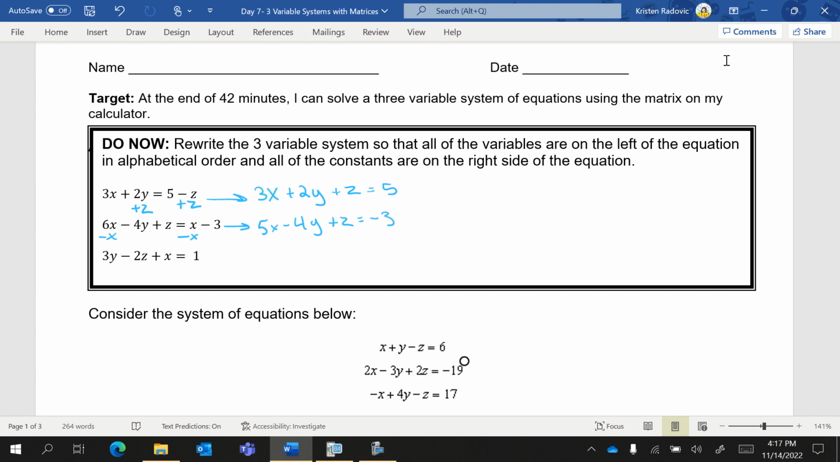For my last one, all of the letters are on the left-hand side, but they're all out of order. I have the y, then the z, then the x. So what I have to do here is rearrange it. I want to have my x first, then the y, and then the z. And because of the commutative property, I can reorder this.